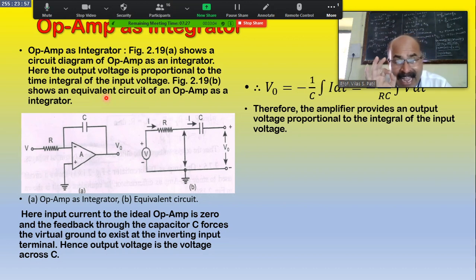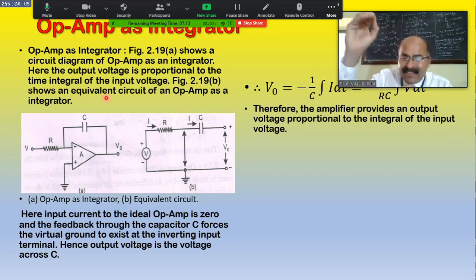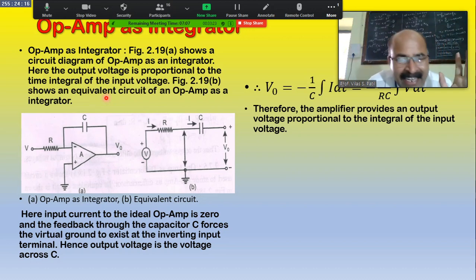Here the output voltage is proportional to the time integral. Earlier, the derivation was with the derivative, the differentiation with respect to time. Here, what is it? That is integration with respect to time. There are again two physical quantities, the voltage and the time. If we take the integration of the voltage with respect to time, that will be known as an integrator. That is the mathematical application of the integration.